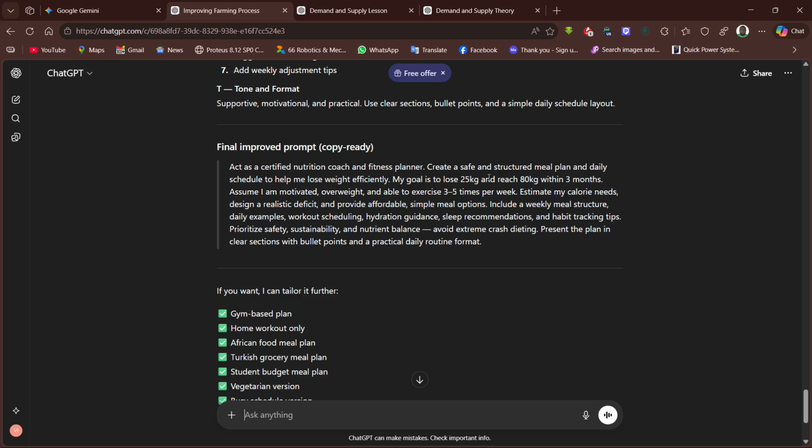My goal is to lose 25 kilos and reach 80 kilos within 3 months. Assume I am motivated, overweight, and able to exercise 3 to 5 times per week. Estimate my calorie needs, design a realistic deficit, and provide affordable simple meal options. Include a weekly meal structure, daily examples, workout schedule, hydration guidance, sleep recommendation, and habit tracking tips. Prioritize safety, sustainability, and nutrient balance. Avoid extreme crash dieting. Present the plan in clear sections with bullet points and a practical daily routine.